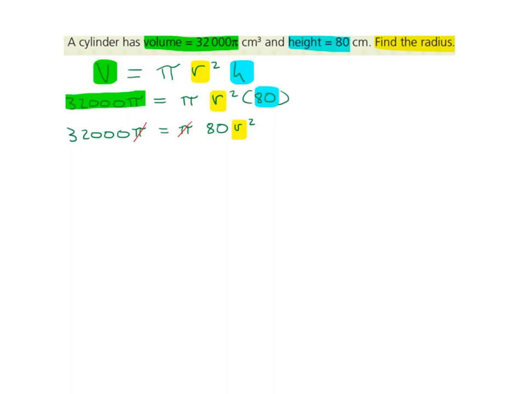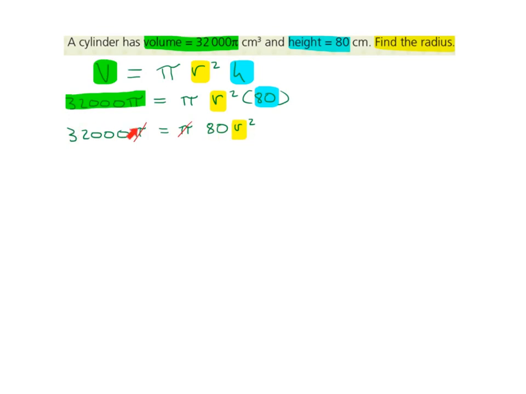So similar to the last question, we had a pi on both sides, which we can now cross off, we can cancel out. And again, we can only do this if there is a pi on both sides of the equals. And then we just simplify the right hand side. So we have r squared multiplied by 80. A number of times a letter, we stick them together. So we just get 80r squared.